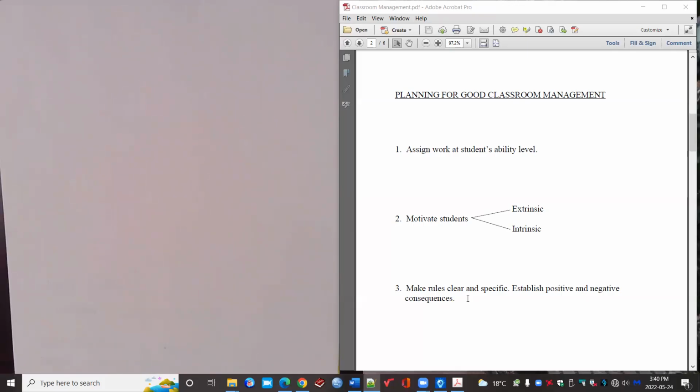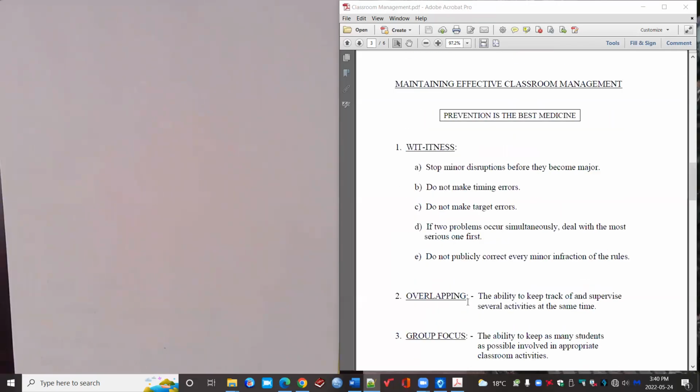They must be taught. Right? So let's take a look at maintaining classroom management. Of course, prevention is always the best medicine. So let's take a look at with-itness. Remember, we discussed it briefly in the lesson on motivation. With-itness means we stop minor disruptions before they become major.